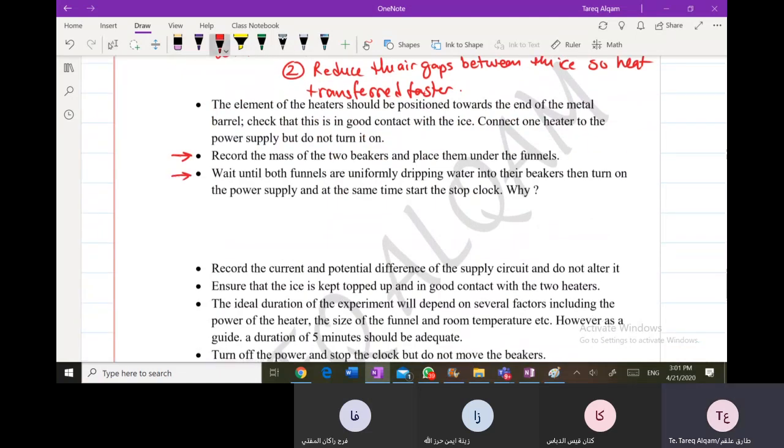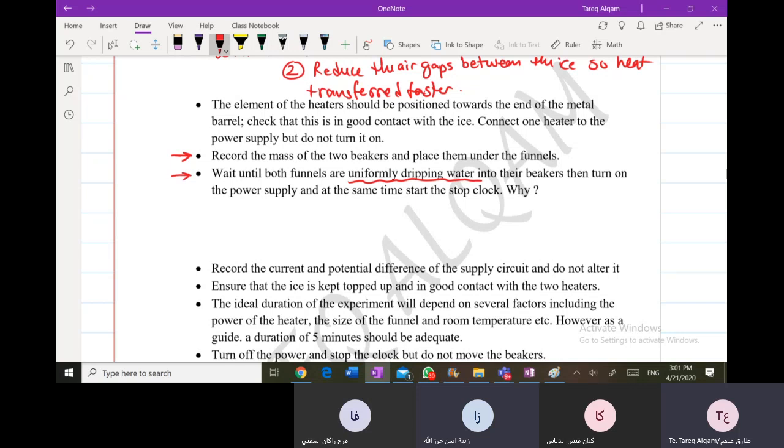Wait, listen to this, guys. Pay attention to this point, sorry. Wait until both funnels are uniformly dripping water. Why shall I wait like this before switching on the power supply?